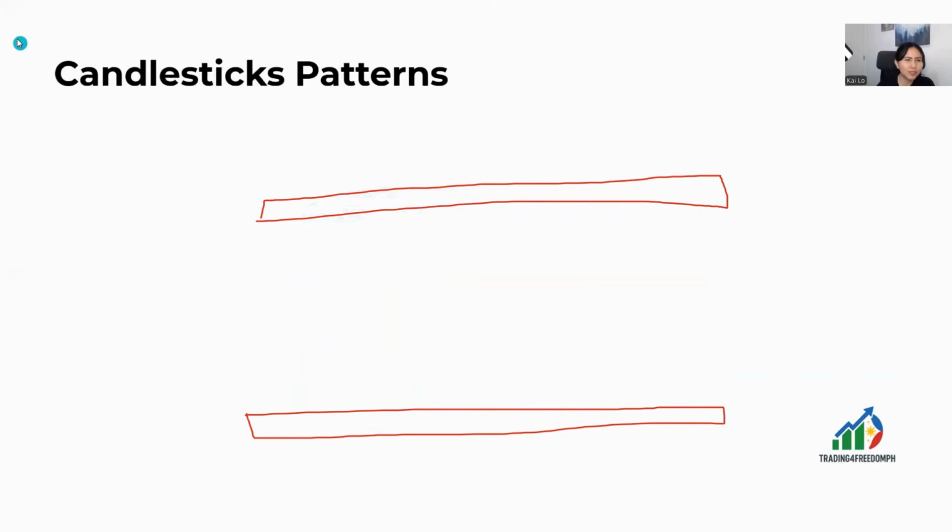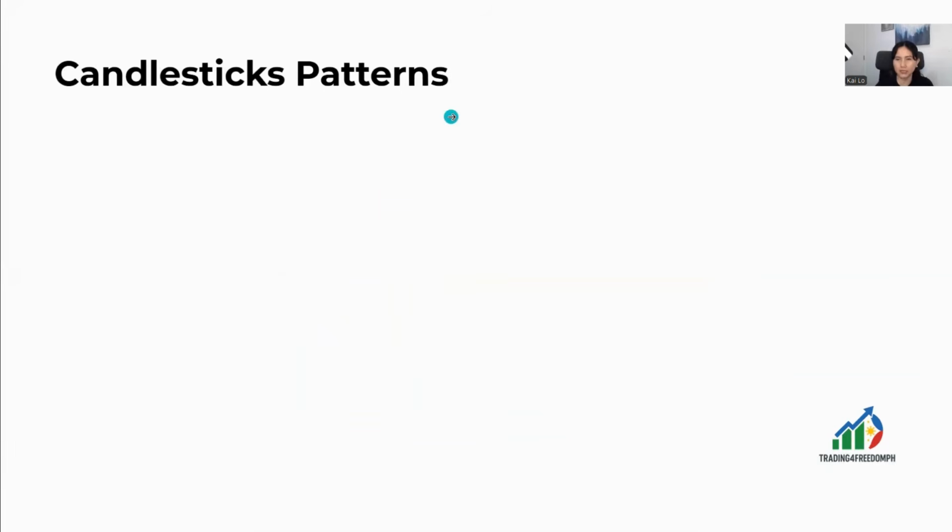Okay. So the second concept that we will be talking about is candlestick patterns.